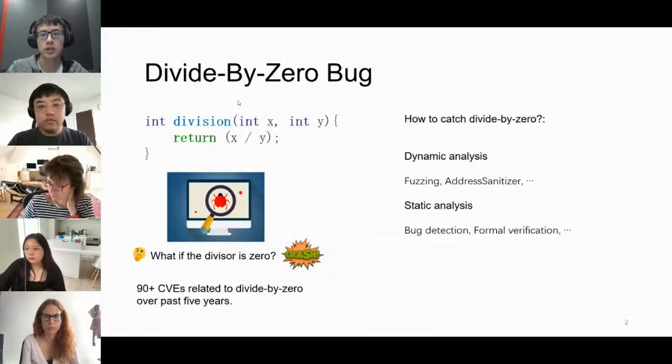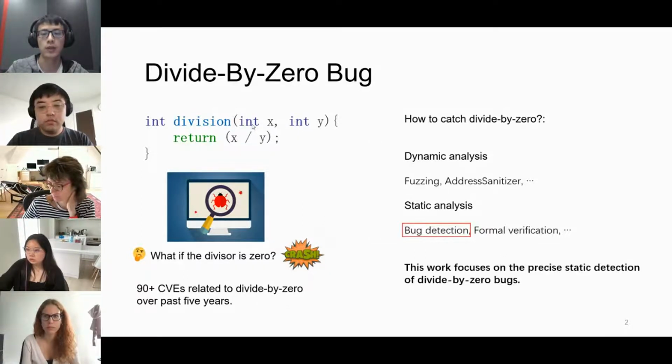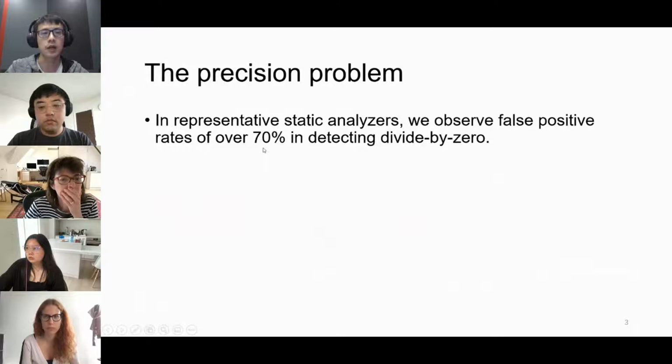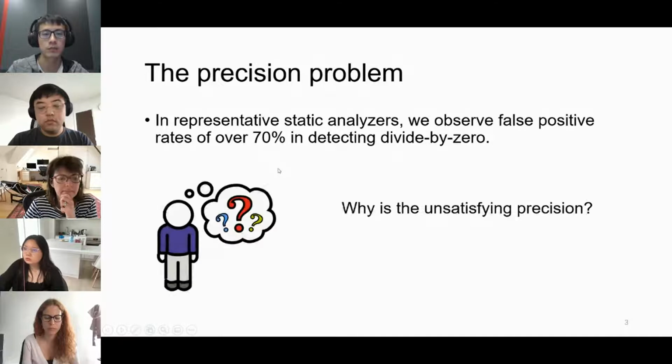There are many ways to catch divide by zero bugs, including dynamic analysis and static analysis. In this talk, I will focus on the precise static detection of divide by zero bugs. The motivation of our research comes from our experience of deploying representative static analyzers in detecting divide by zero. We observe a high false positive rate of over 70%. So we are curious about the underlying cause of this unsatisfying precision.